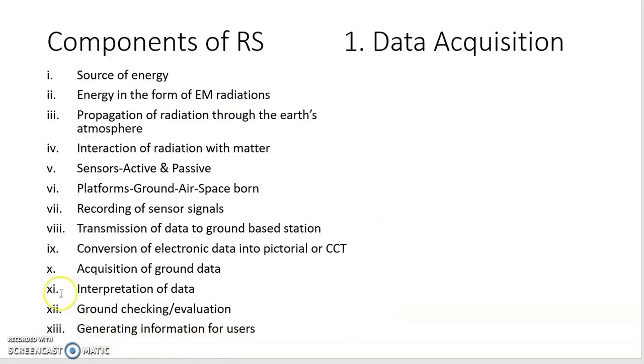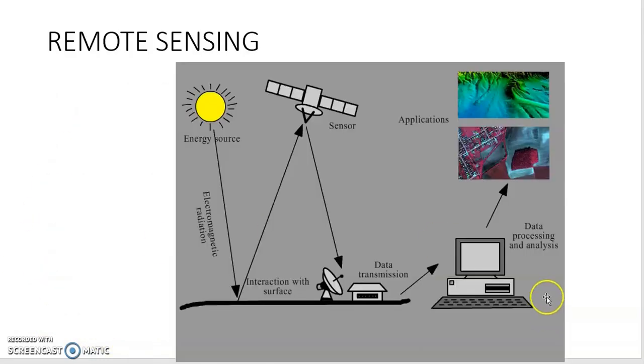In brief, if you are finding it difficult to memorize, all you need to understand is this. What is happening over here? You have the source. What does the source do? The source sends electromagnetic radiations downwards. These electromagnetic radiations will interact with all the features on Earth. It may be ground, water, or snow, and that interaction will be caught by the sensors, which will be mounted either on aircraft or mostly on satellites.